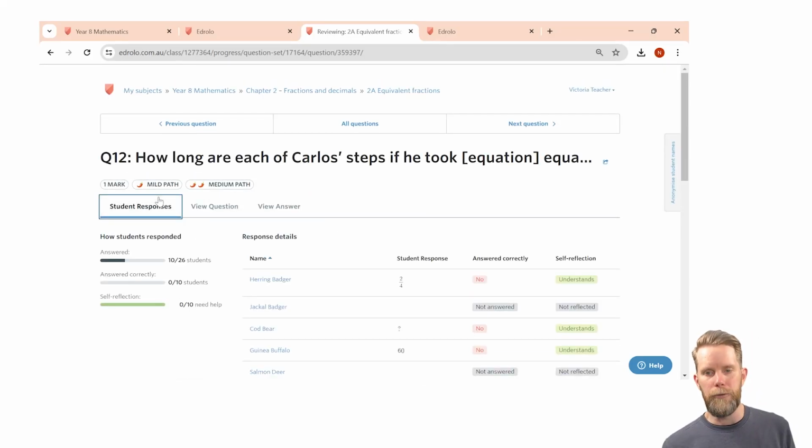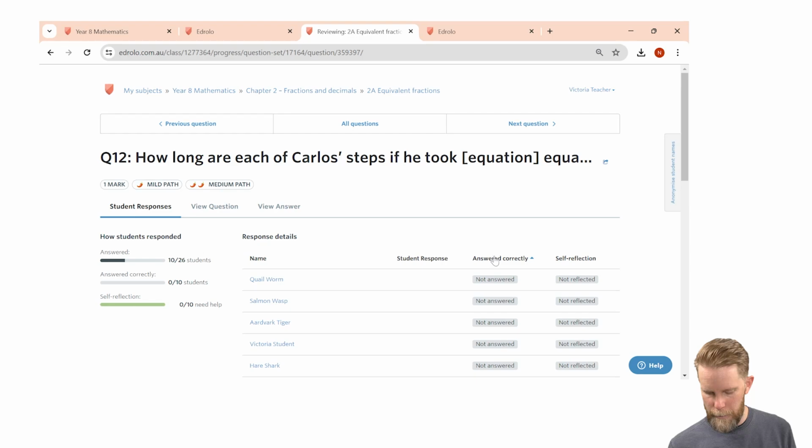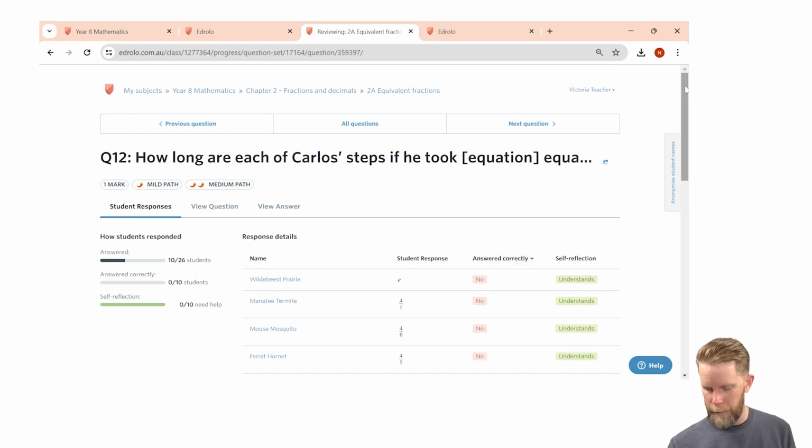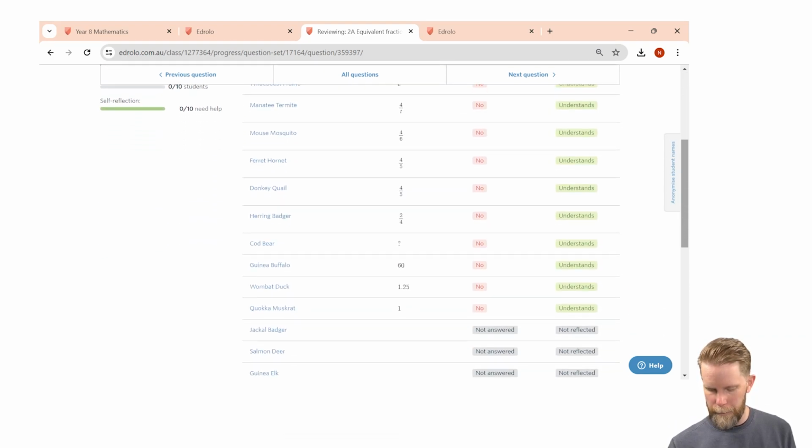To make it a little bit easier to review, we're going to sort the student responses, and we can do that either by clicking student responses or answered correctly. In this case, we'll click twice on answered correctly to get the ones that didn't answer correctly.